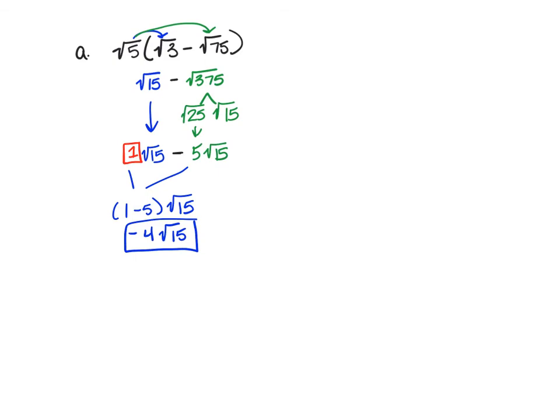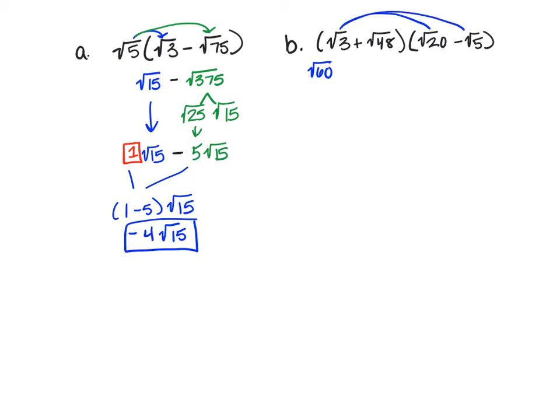Let's do one more with multiplication, and let's do some binomials to review that FOIL. So our next example is going to be root 3 plus root 48 multiplied by root 20 minus root 5. So we're just going to FOIL this out. So we have root 3 times root 20, that's going to be root 60. And then root 3 times negative root 5 is negative root 15.